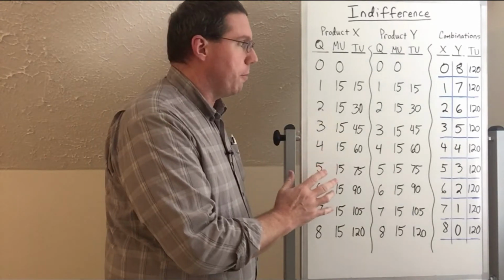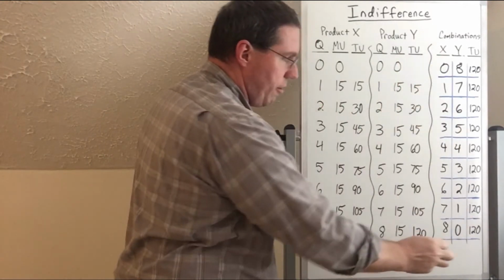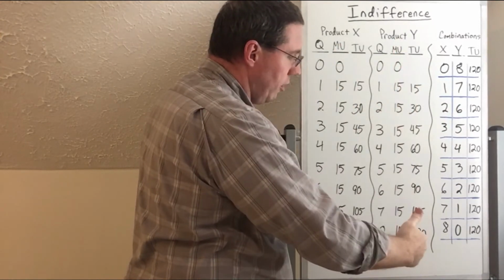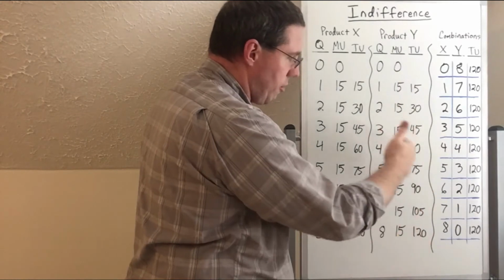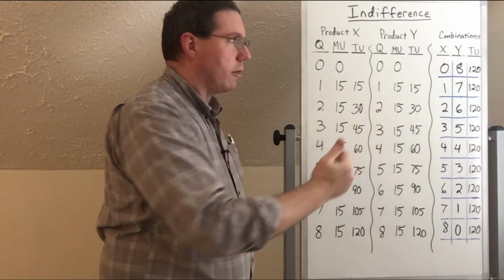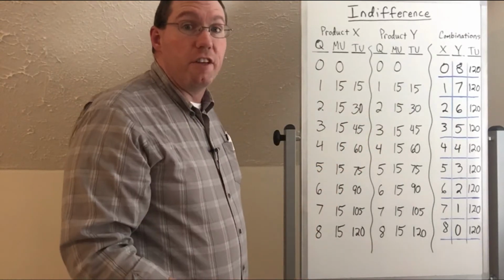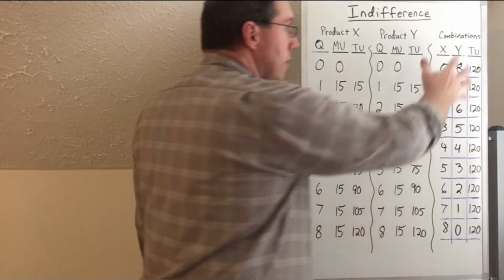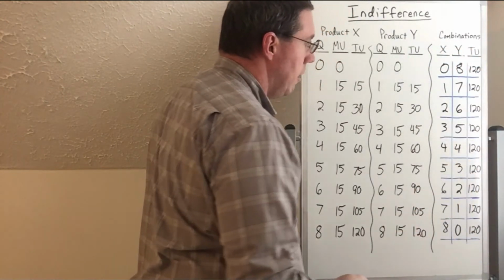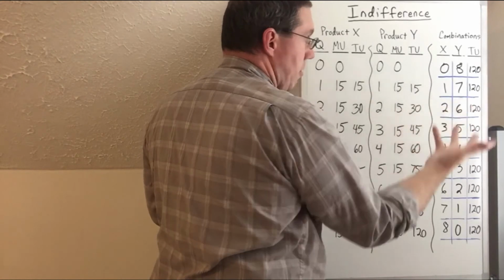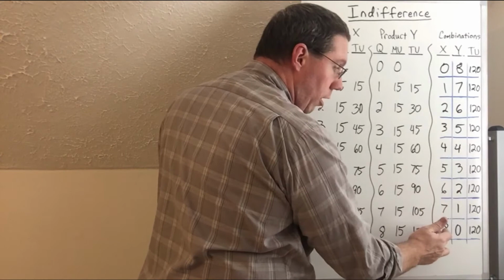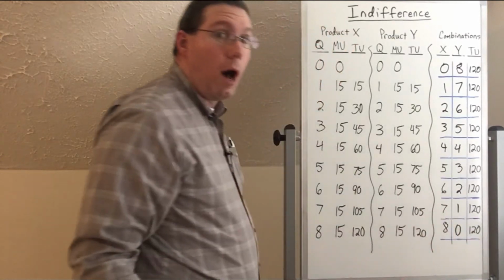And there are 2 reasons why it was so easy to fill this in. The first one is because both products give 15 utility and the marginal utility is not changing. Every single item on this chart on both product X and product Y gives 15 utility. So it makes it very easy to create all of the combinations that equal exactly 120. So we can do 2 of X and 6 of Y, or 5 of X and 3 of Y, or all 8 of X and 0 of Y.